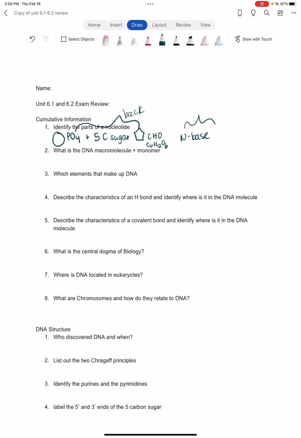So the macromolecule of DNA is going to be nucleic acid. And then the monomer is going to be a nucleotide. And remember, our nucleotide has 3 parts, and our nucleotide is made up of covalent bonds. So, covalent bonds bond the nucleotide together.